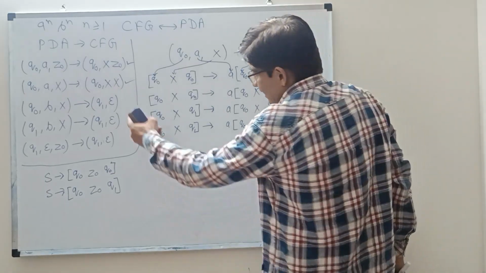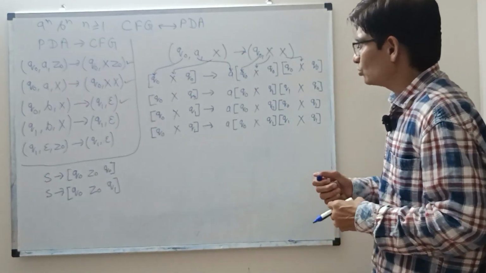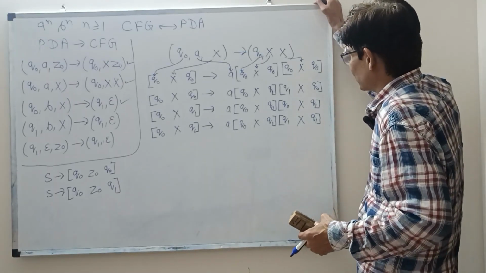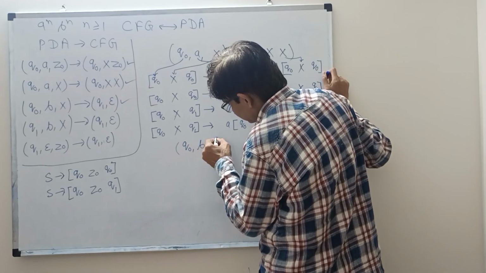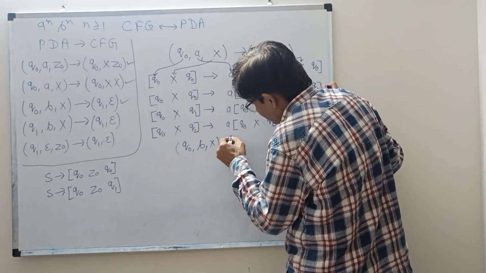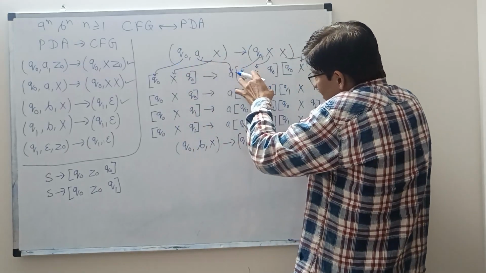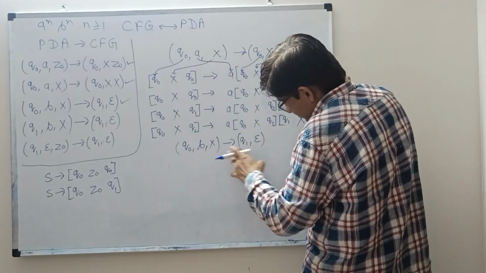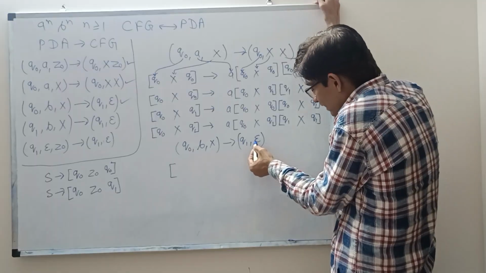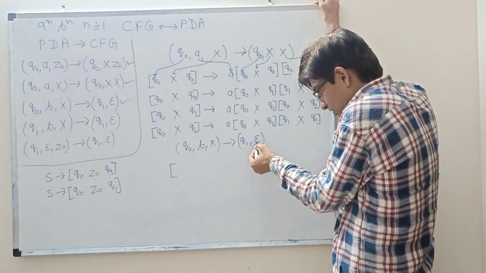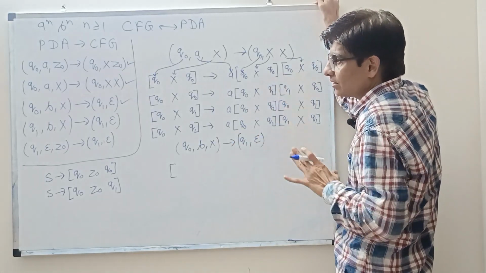And now I will take the next rule as an example, and I will convert this rule to production rules. Here I can have Q0, B, X. Then we are having Q1, epsilon. Now you can see, in the same way as we have done this, we will convert this also. As you have no variable in the right hand side string, in all productions you will not have any variable.